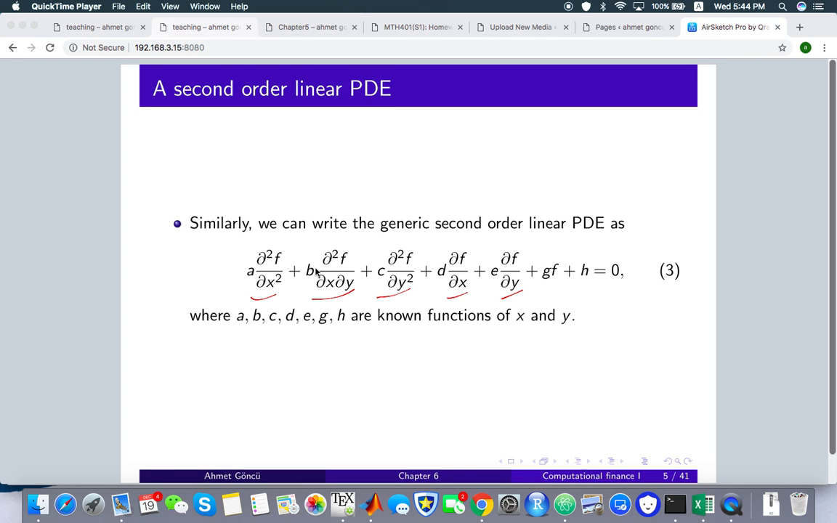And you can extend this to a second order representation by considering possible second order partial derivatives. Since here we have just x and y, you can see we have the second order derivatives in terms of x, or potentially we can have cross differentiation with respect to x and y. And you also might have some first order derivatives as well.